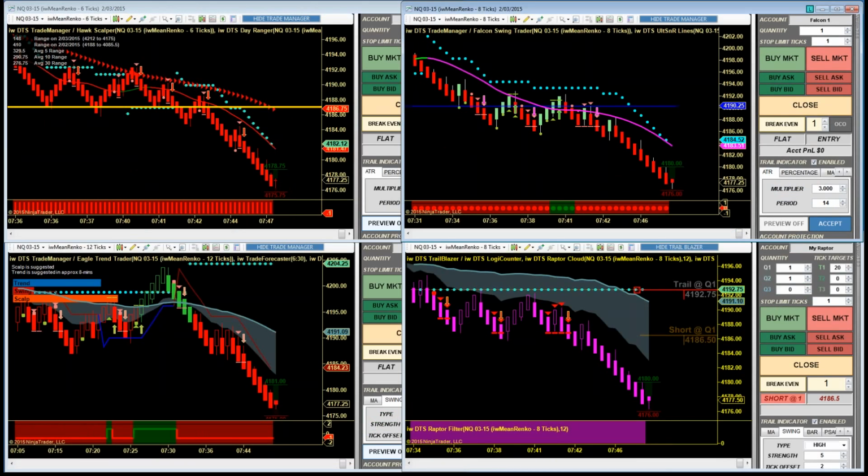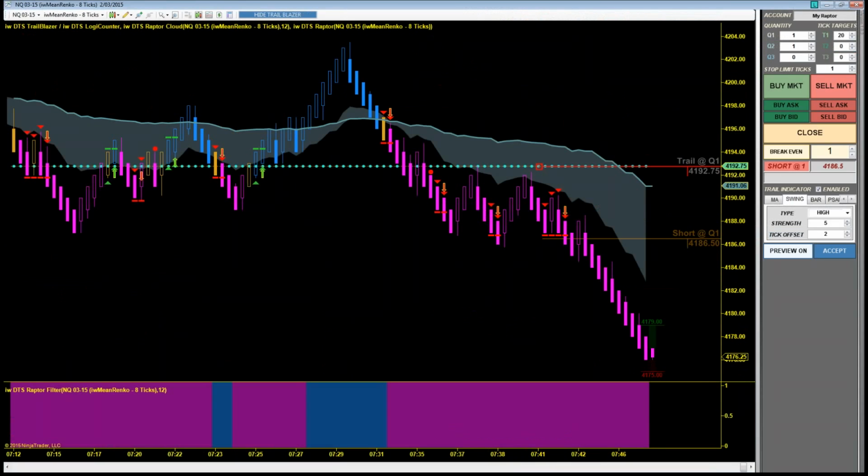Okay, so our Falcon trade would have worked out for us. Hooray. And now we're down into this 4180 area that we were looking at. We've slipped a little bit. Looks like we got almost as low as 4176.